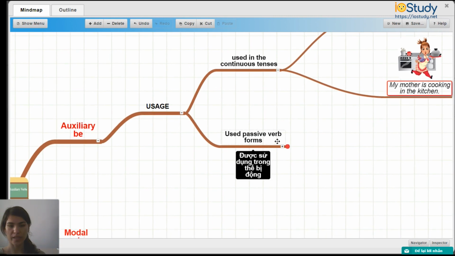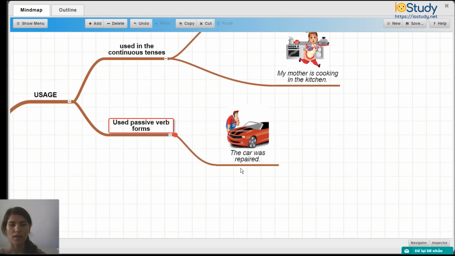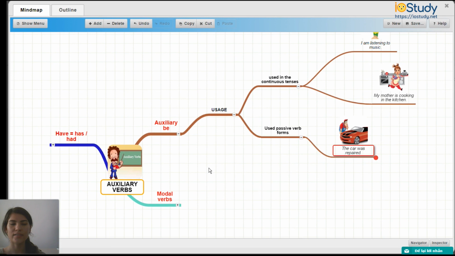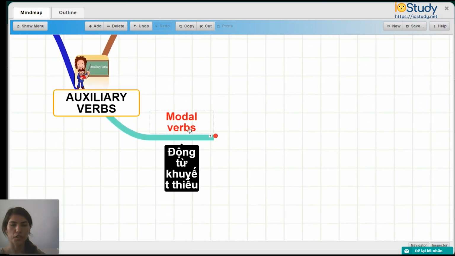So we can also use be in the passive verb forms. For example, the car was repaired. So was is be in the past. Okay, so that's the information for auxiliary be. Let's go on to looking at modal verbs.